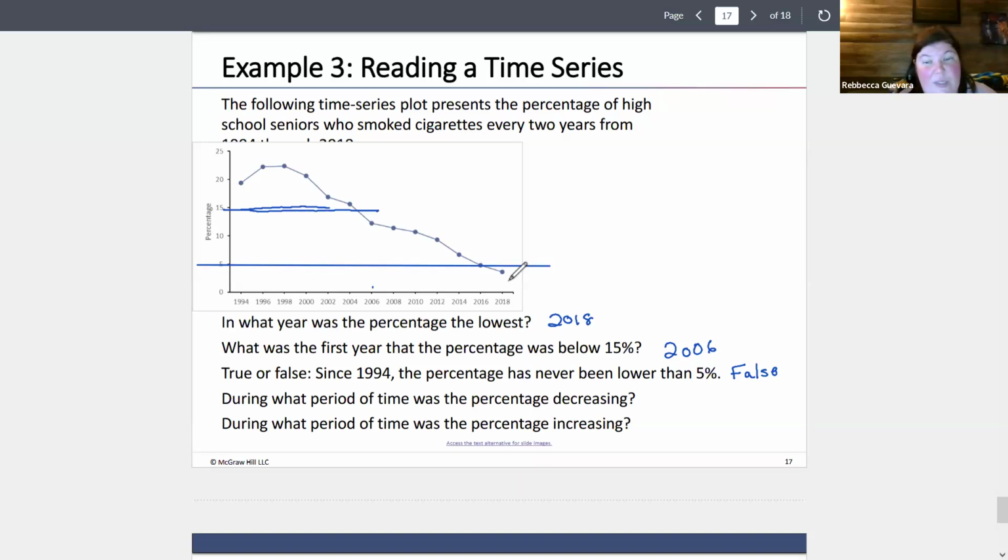During what period of time was the percentage decreasing? I think this is where it starts. It looks like from 1998, and then we kept continuing to 2018. When was it increasing? That looks like right in here. According to my data, it might have been past this, but according to this, since 1994 to 1998, because at 1998 is when it tips.